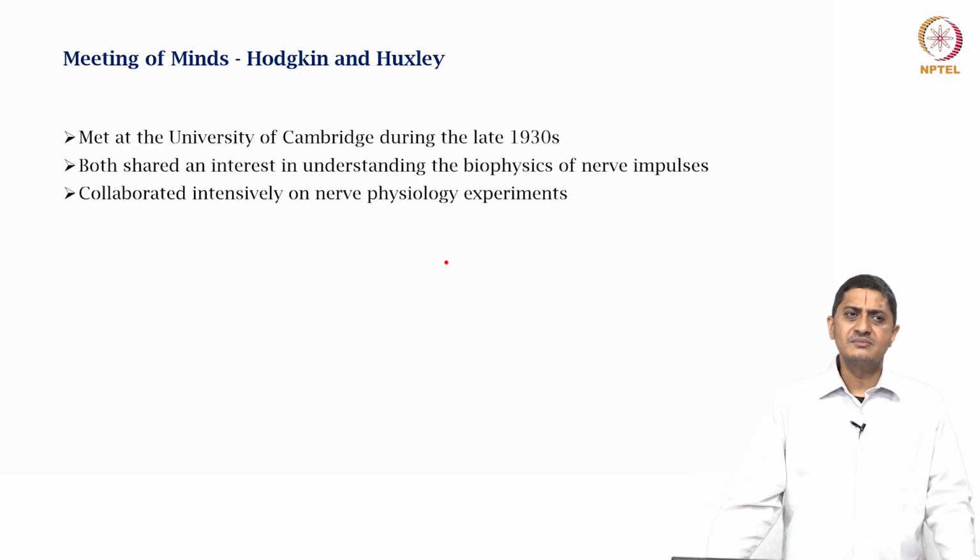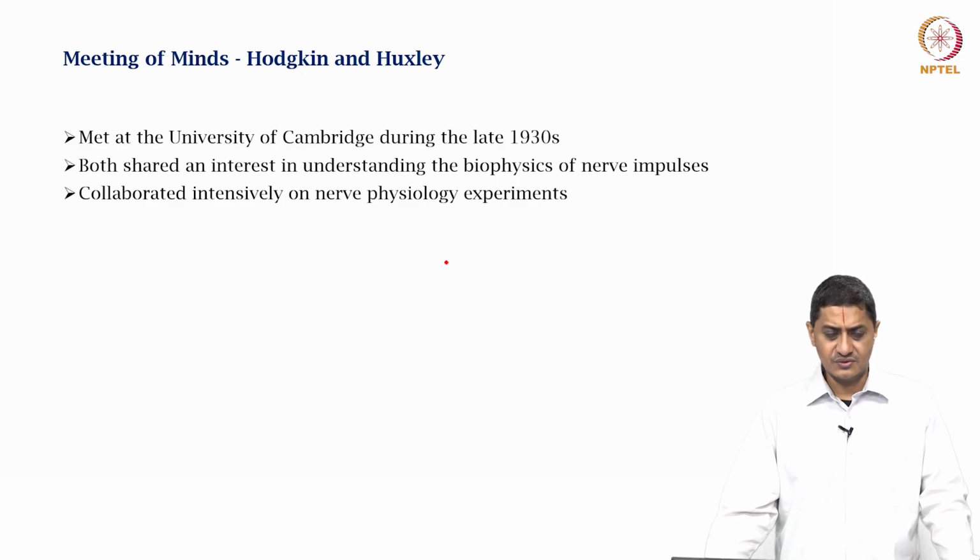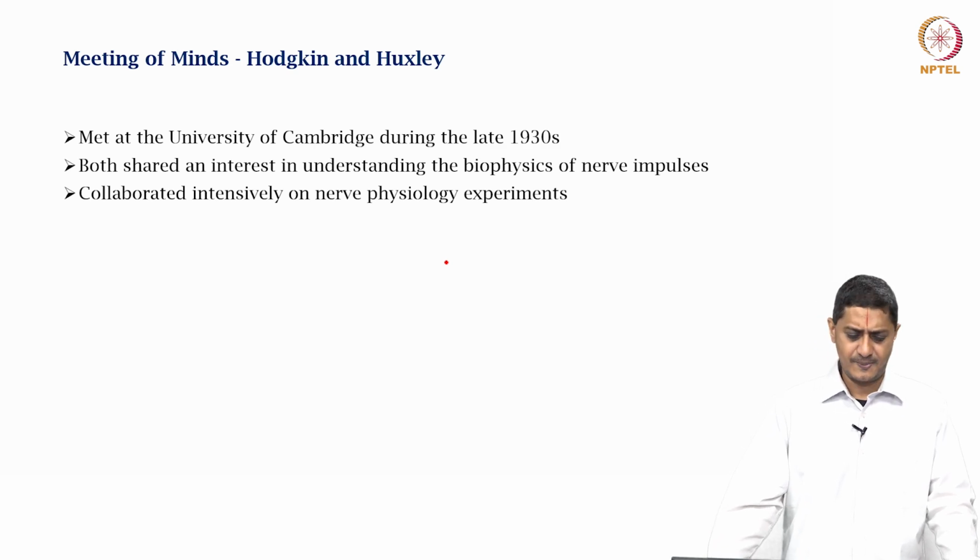So, Hodgkin and Huxley met at the University of Cambridge during the late 1930s. They were both absolutely obsessed with understanding the biophysics of the neuronal cell membrane and nerve impulses. So, they worked very intensively together on nerve physiology and the experiments on nerve physiology.